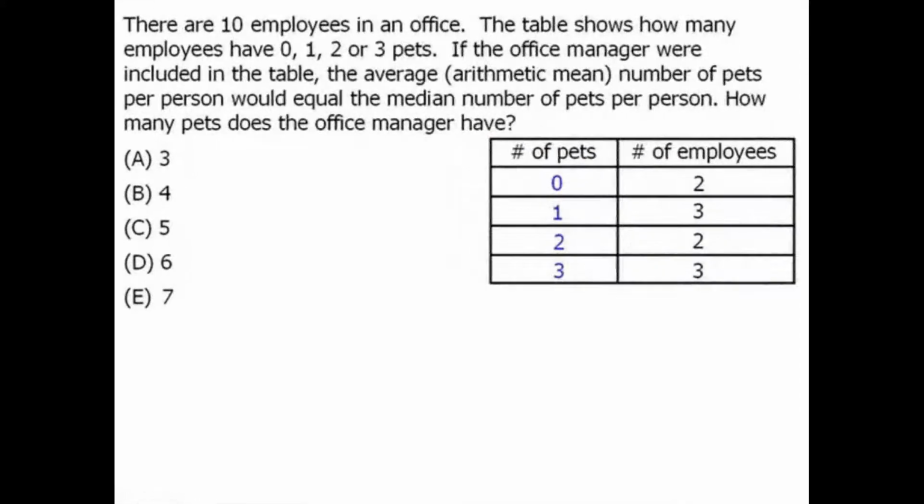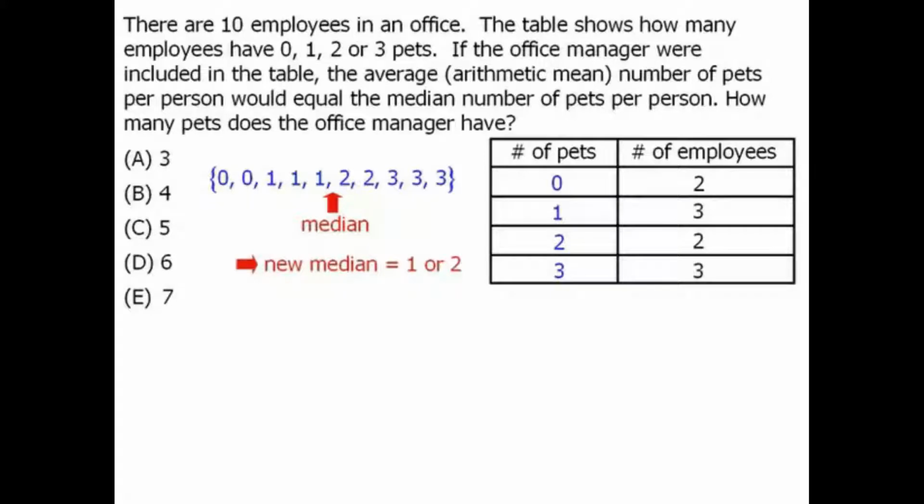Alright, let's begin by taking a closer look at this set of values. These 10 values represent the number of pets owned by the 10 employees. Now at the moment, the median value of this set is between 1 and 2. The median is 1.5. Now to this set, we're going to add an additional number, that number being the number of pets owned by the office manager. At that point, we will have 11 numbers, and the new median will be either 1 or 2.